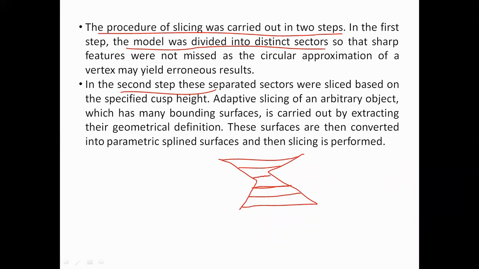For here you can define like this, and now you check for all the values of cusp height. So if the cusp height of this section is coming out to be within the specified limit, then there is no need to change the layer thickness. However, if it exceeds the allowable cusp height, then you need to go for adaptive slicing.